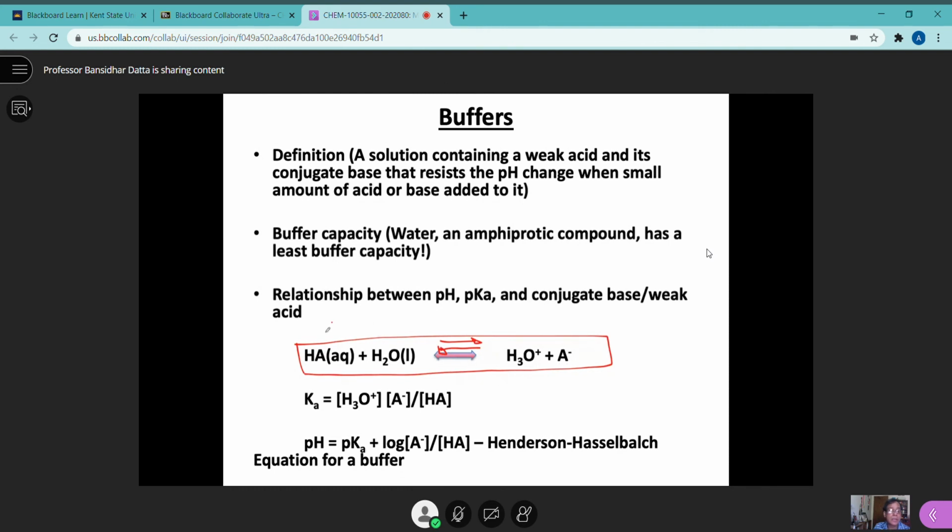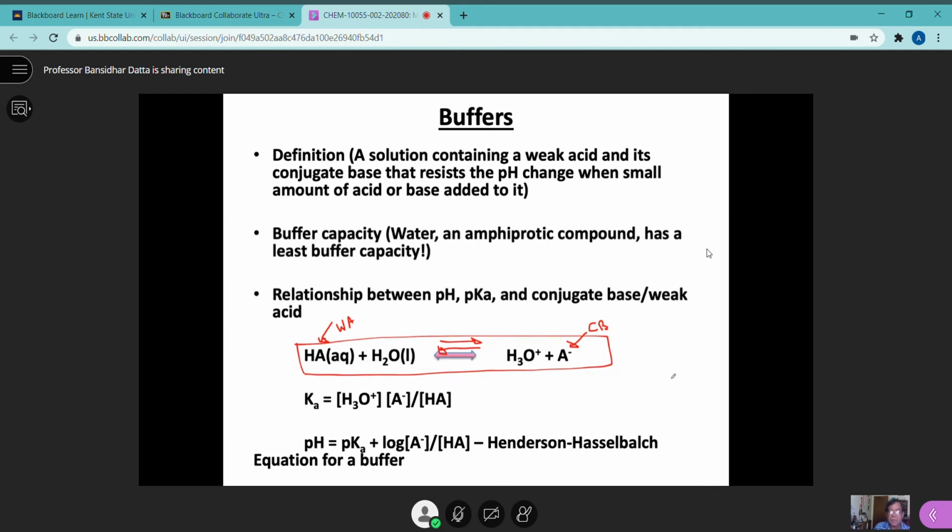That's a weak acid, and A minus is the conjugate base. The stronger the weak acid, the weaker the conjugate base. The weaker the weak acid, the stronger the conjugate base. Everybody okay, right? And it generates the hydronium ion because the proton is given to water.